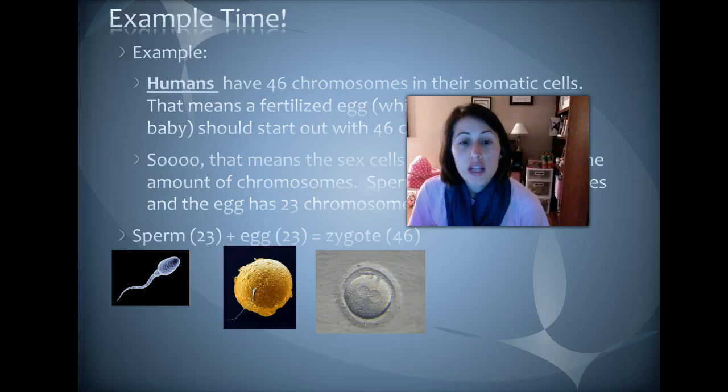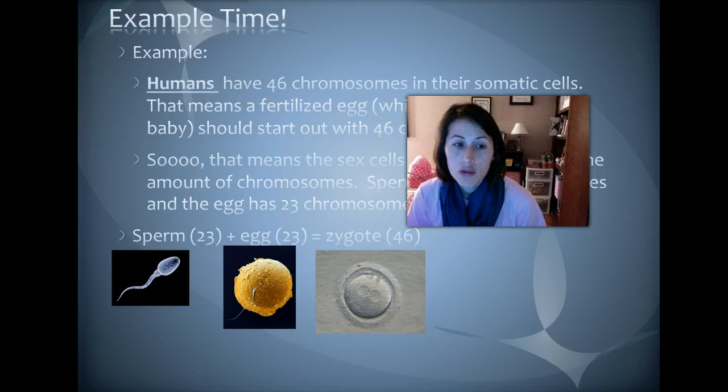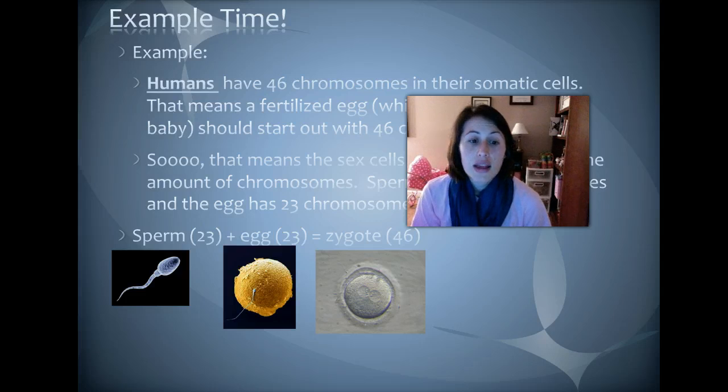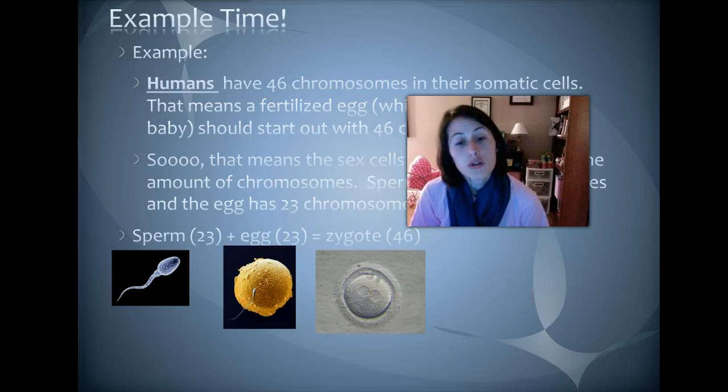That means a fertilized egg, which will eventually develop into a baby, should start out with 46 chromosomes. So that means the sex cells need to have half of that amount of chromosomes in them. So sperm have 23 chromosomes, and the egg cells also have 23 chromosomes. So if you have a sperm with 23 and an egg cell with 23 chromosomes, then the zygote should have 46 chromosomes per cell.